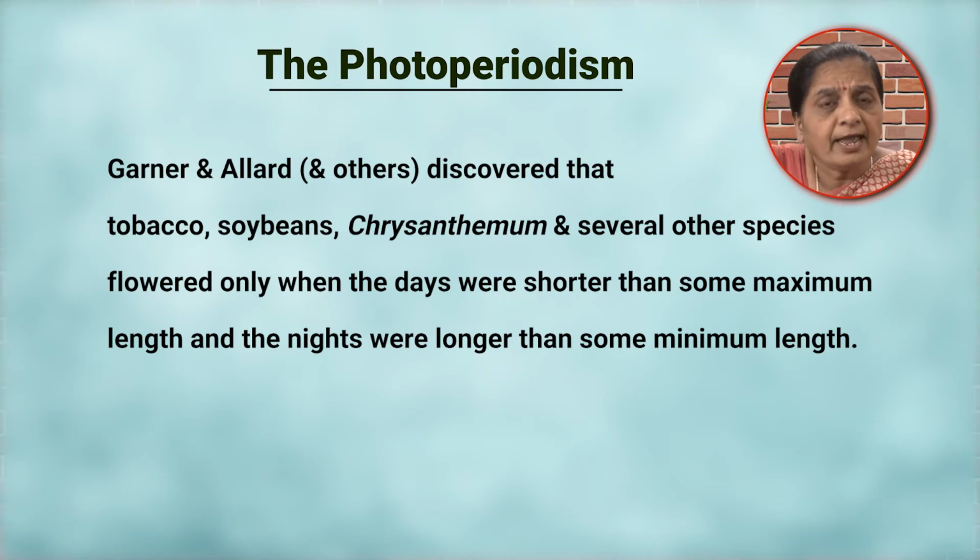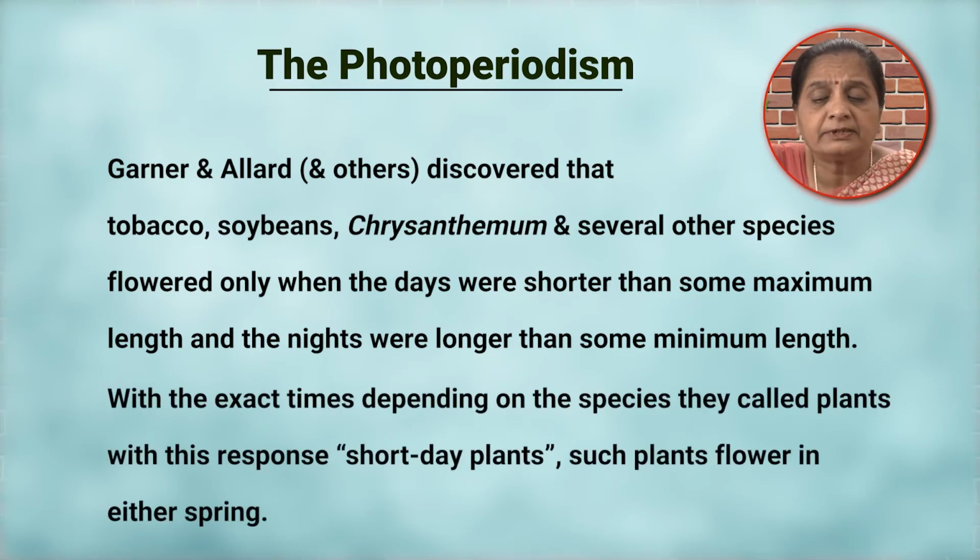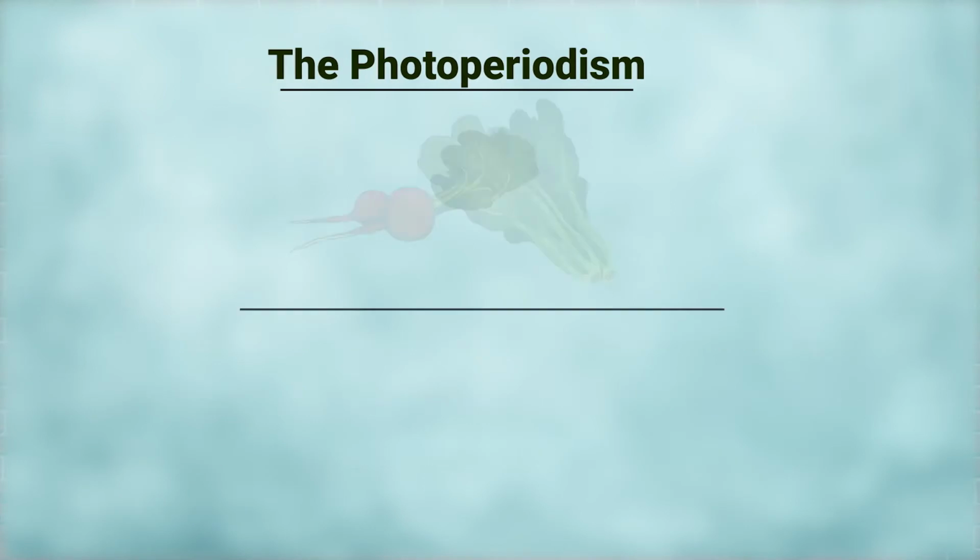Garner and Allard and others discovered that tobacco, soybeans, chrysanthemums and several other species flowered only when the days were shorter than some maximum length and the nights were longer than some minimum length, with the exact times depending on the species. They called plants with this response short day plants. Such plants flower in the fall or spring.